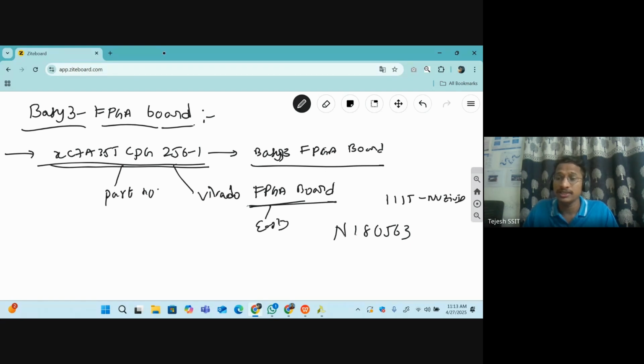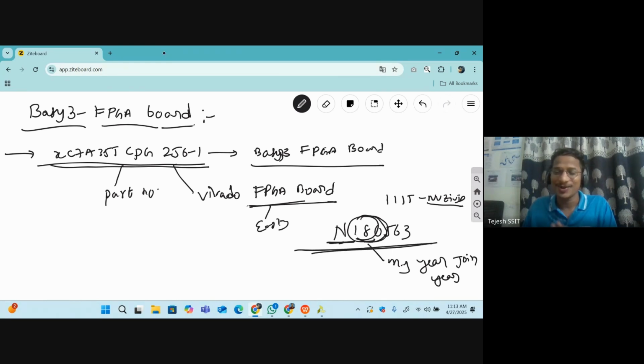So this N represents the college, and this 18 represents my joining year. I mean, this is the example ID number. This is not my original ID number, so don't look at it. This is a fake ID number. I am very clever, so I didn't give my ID number to you. This is the fake ID number.